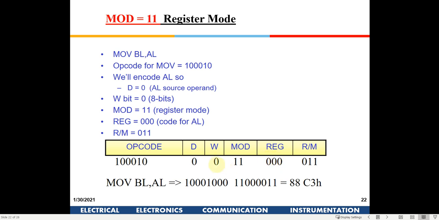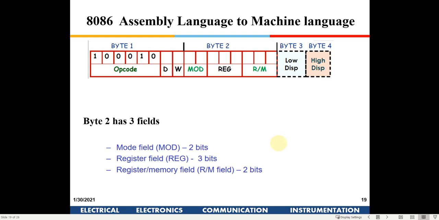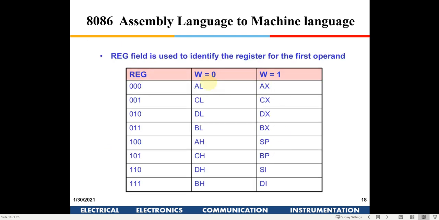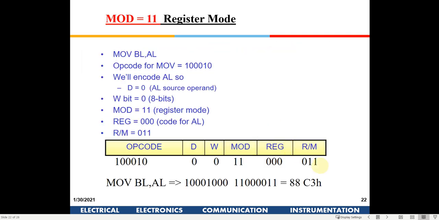Then the register. Since we have put 0 here, we have to put the register AL corresponding to AL. So we refer to that table on registers. Where is that register table? Here, for W equal to 0, 000 is AL and BL is 011. So we need to put 011 here and 000 corresponding to AL here.